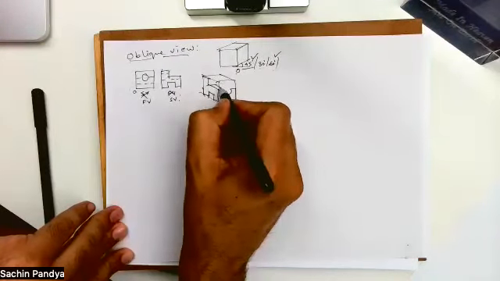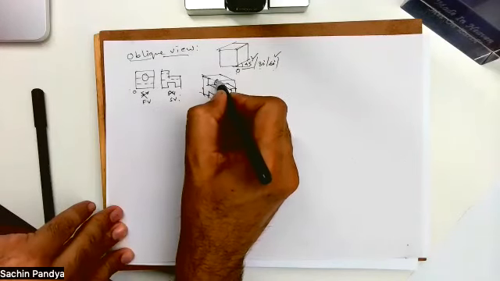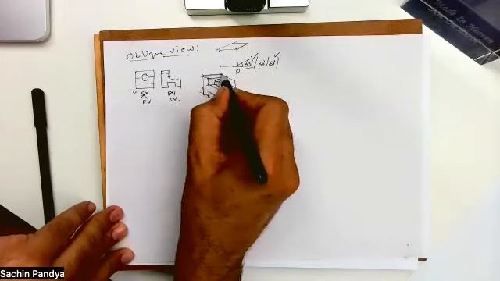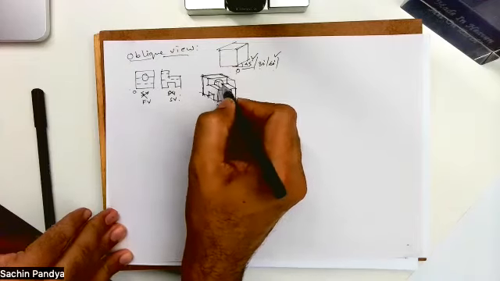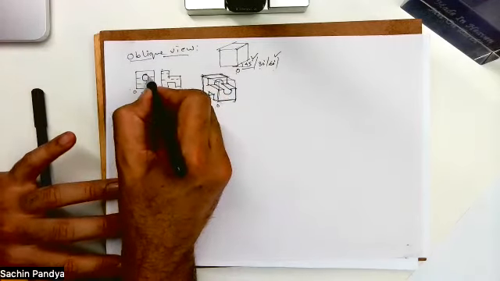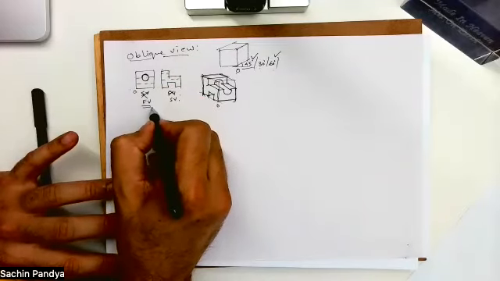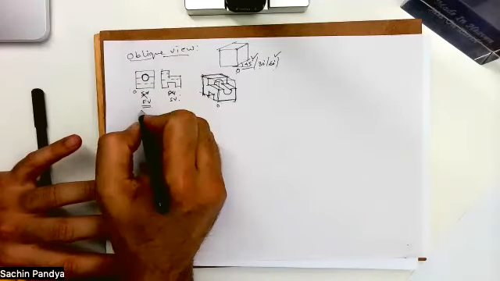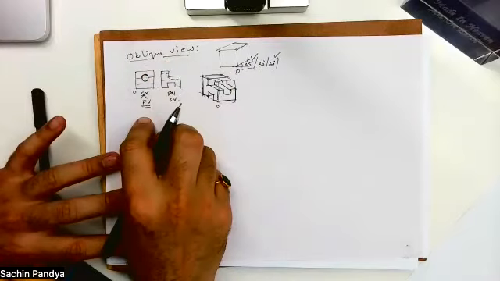Why I'm drawing this, you will know. This is there in our book, sum number 3, right? Why am I doing this? Because the view which has a circle will always be the front view. So you should keep this in mind. This is a very important thing in oblique.